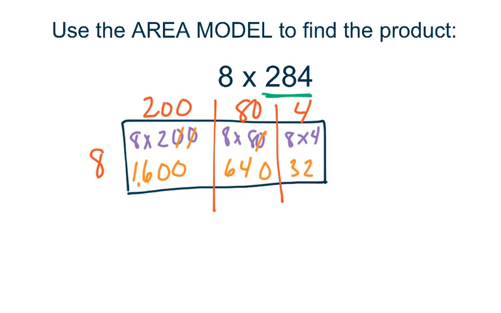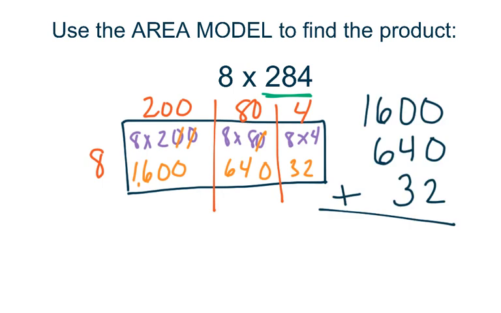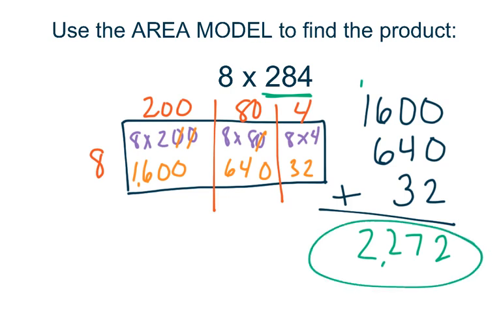Now all I have left to do is add up all of my partial products. Again, notice I lined up my place values, so when I add down, my tower isn't all tilted and I don't add incorrectly. And when I add all of my partial products together, I get a final product of 2,272.